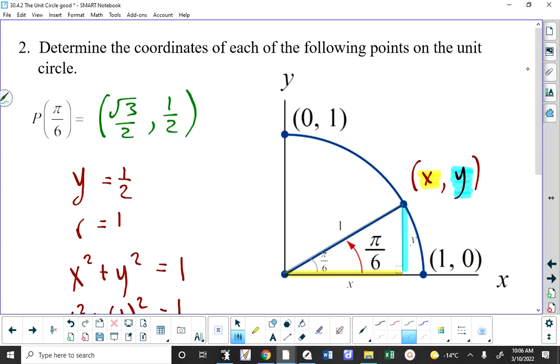And I'm going to tell you that you will remember, hopefully all of you will remember, when one of the two, x or y, is 1/2, the other one will always be root 3 over 2. Always. Okay? So that's the ordered pair at pi over 6 or at 30 degrees.